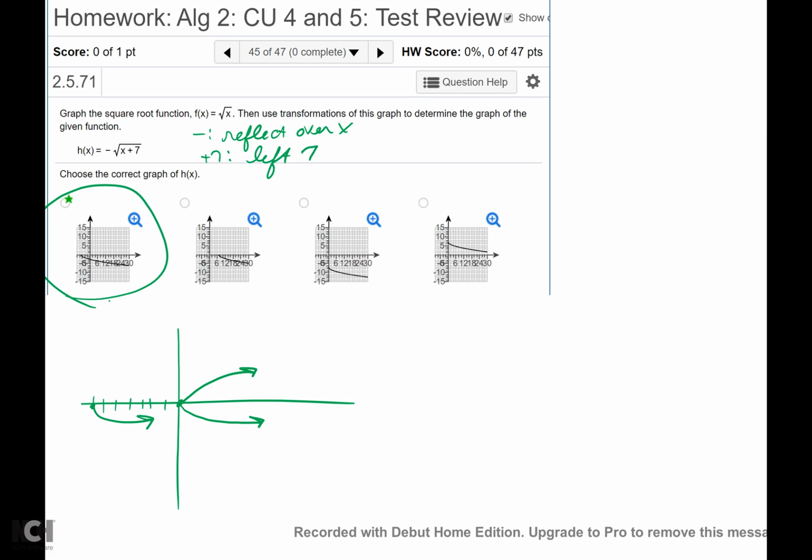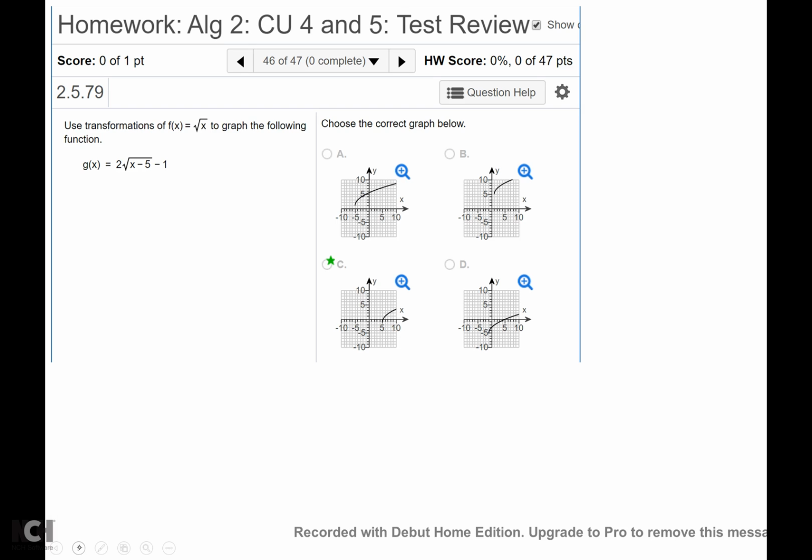Again, you could do the math and get the ordered pairs and plot them, but if you're just using transformations and it's multiple choice, okay? Alright, this one, the 2 is going to be a vertical stretch. The negative 5 is going to move it right 5, and the negative 1 is going to move it down 1. Again, in a multiple choice situation, let's see if we can figure it out without doing the ordered pairs.